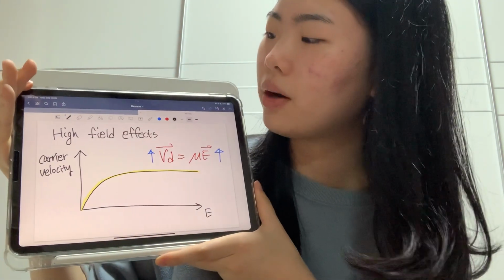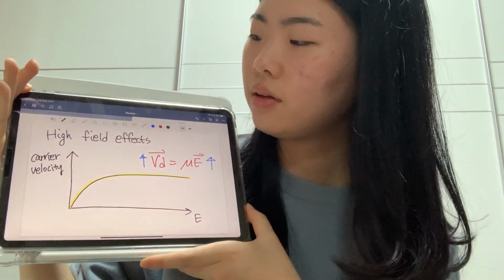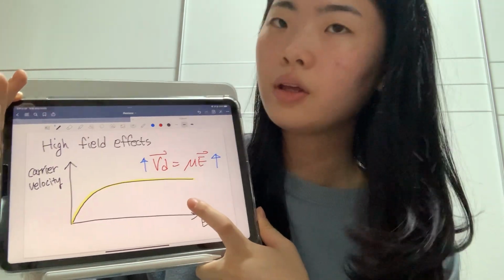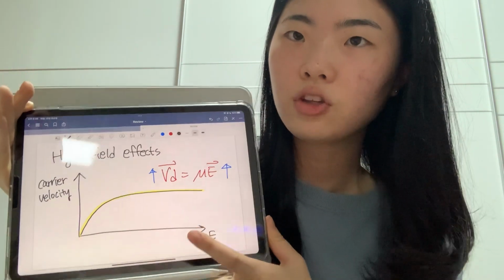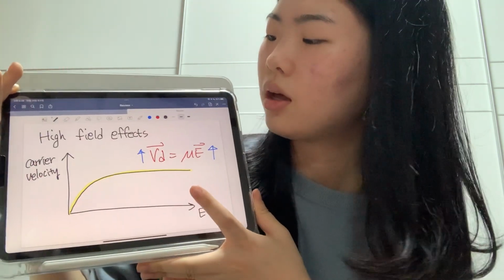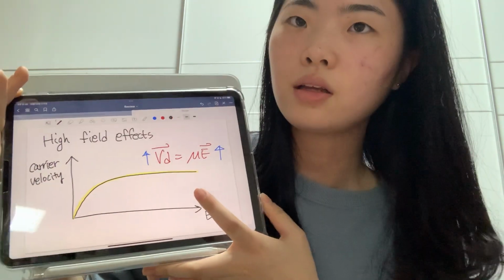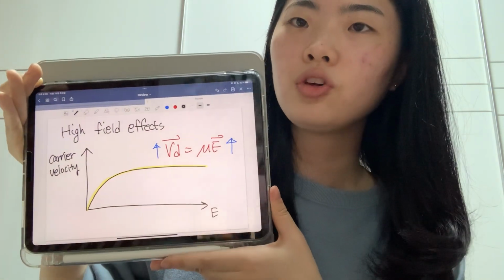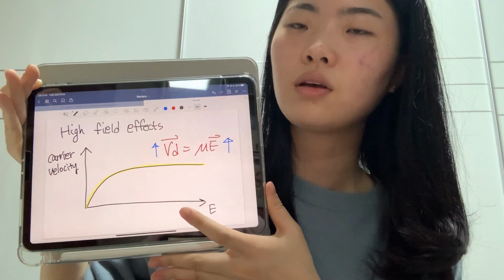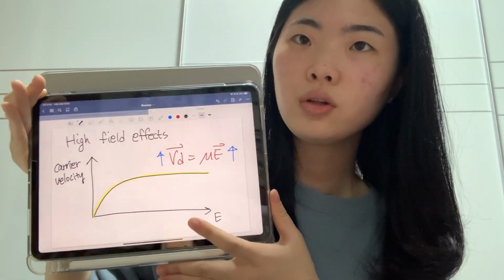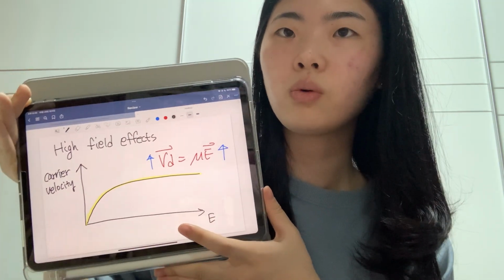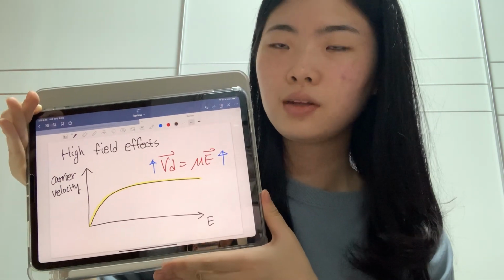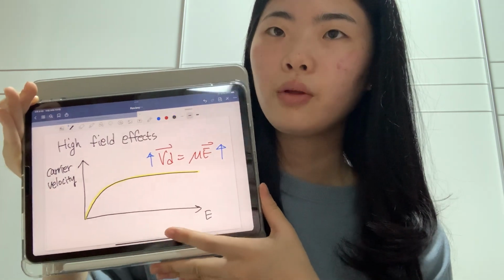Lastly, let's talk about high field effects. This graph shows carrier velocity and electric field. So in conclusion, based on this equation, we can know that the velocity and electric field are proportional. So we should use this rule to make the semiconductor get a higher velocity, and the current flow will be better.